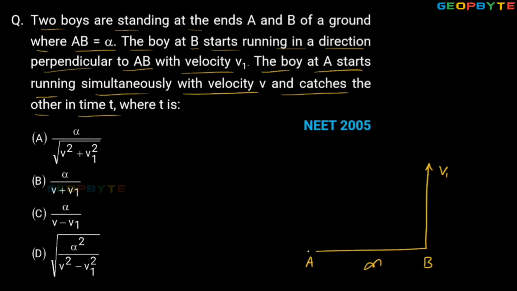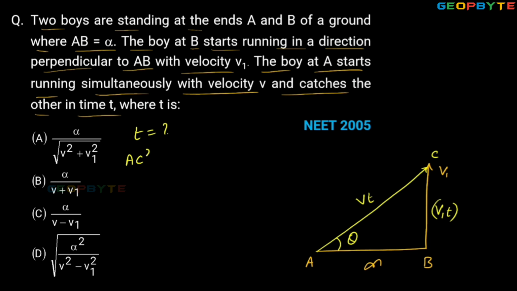The boy A is also moving towards the boy B to catch him, and he is catching boy B in a time period t with a velocity V. What is the distance of BC? Distance of BC equals V1 into t. Distance of AC is V into t. Now this is the angle theta, let it be. You are asked to decide at what time both are meeting. Time t equals how much? For that, let us apply the Pythagoras theorem.